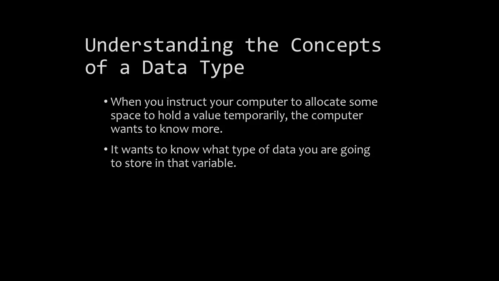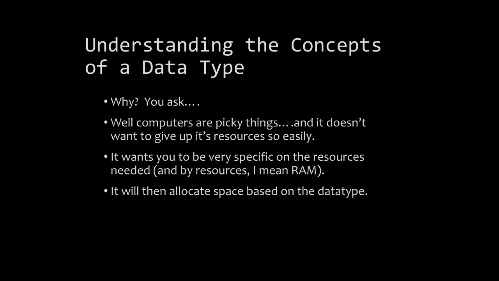We'll talk about that when we get to those other languages. But for this particular language, it wants to know what type of data is going to be in there. It's called a strongly typed language in that case. Why, you ask? Well, computers are picky things, and it doesn't want to give up its resources so easily. It wants to be very specific on the resources needed, and by resources in this case, I'm talking about RAM. A computer only has so much RAM. In today's world, there's quite a bit there, but remarkably, programs take it up quite a bit. It's amazing how slow computers can actually get based upon the software you're running.